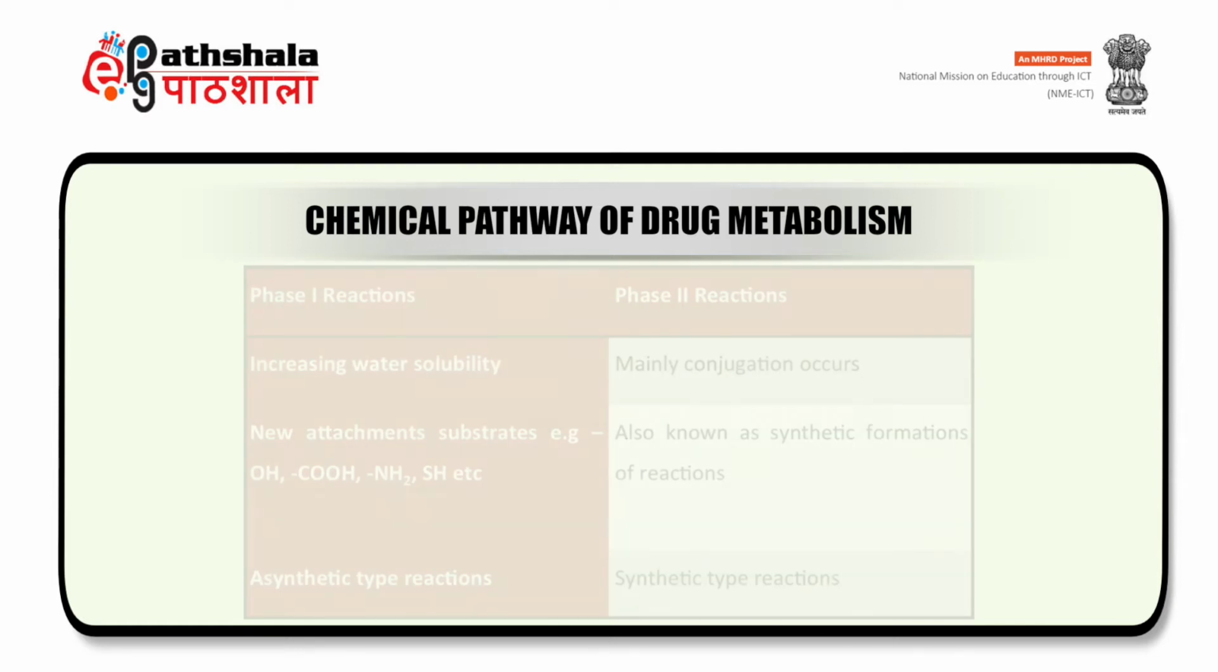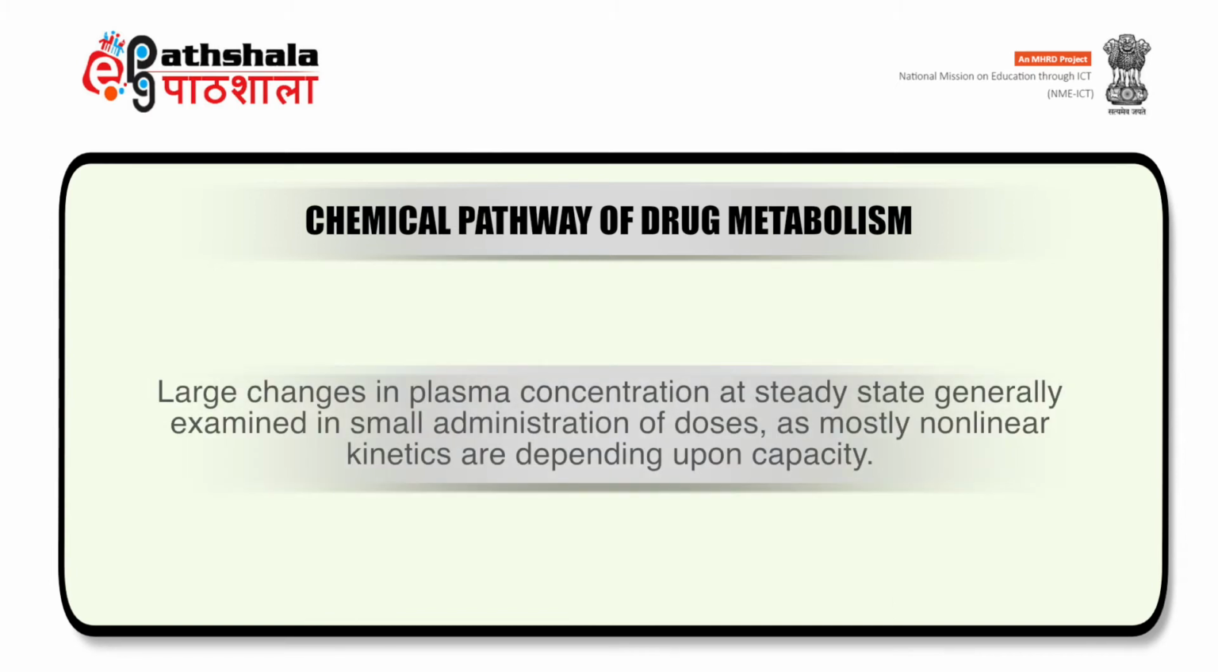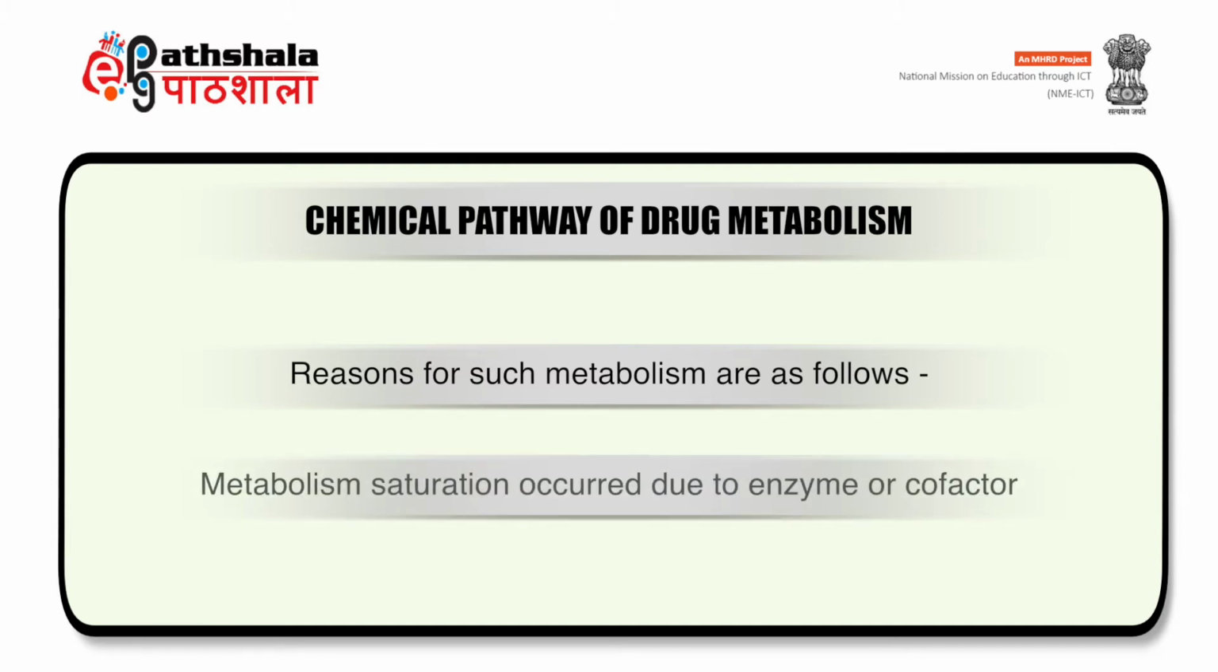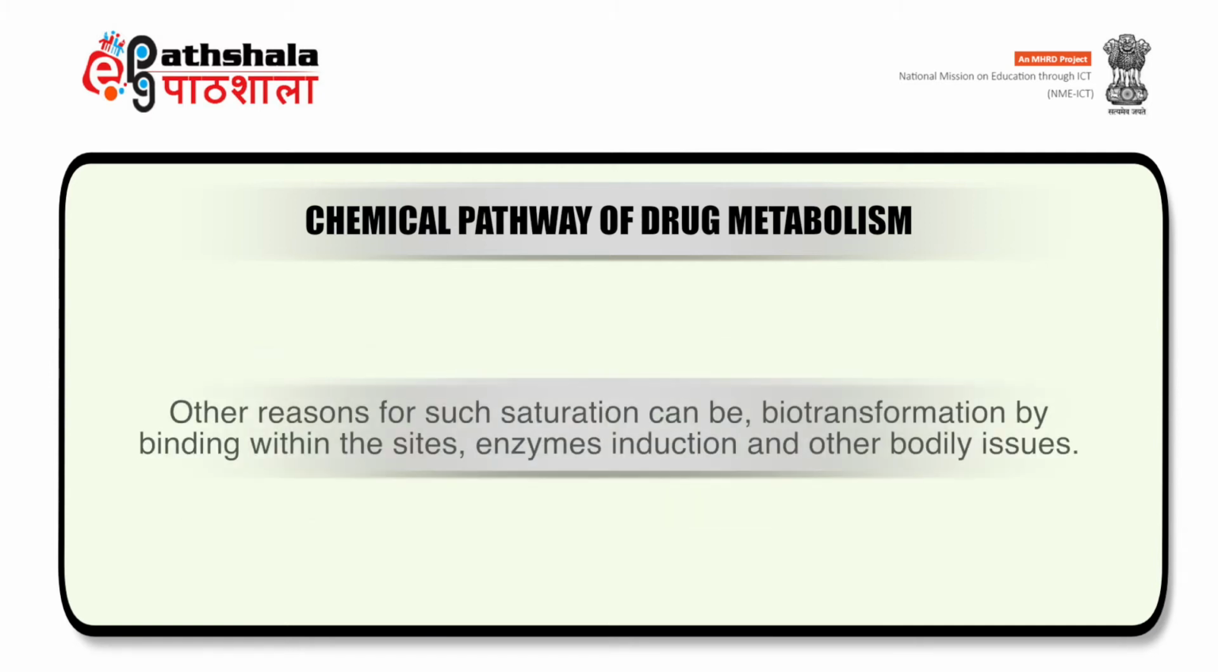Large changes in plasma concentration at steady state are generally seen with small changes in administered doses, as non-linear kinetics mostly depend upon capacity. Reasons for such metabolism are given in the next figure, where metabolism saturation occurs due to enzyme or cofactor limitation, or an increment of effect due to enzyme binding, or enzyme induction in some cases, which refers to metabolism saturation due to dose and time dependency. In some cases, less plasma concentration is achieved on increasing the frequency of administration. Other reasons for such saturation can be biotransformation by binding within the sites, enzyme induction, and other bodily issues.